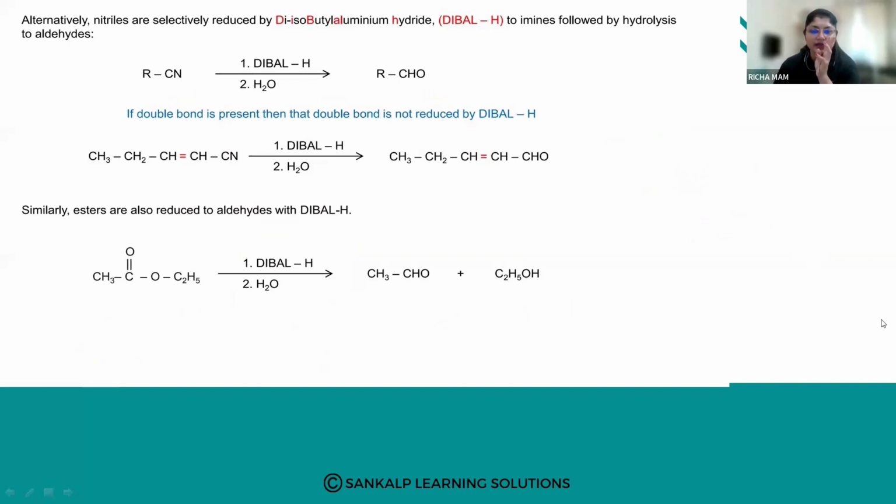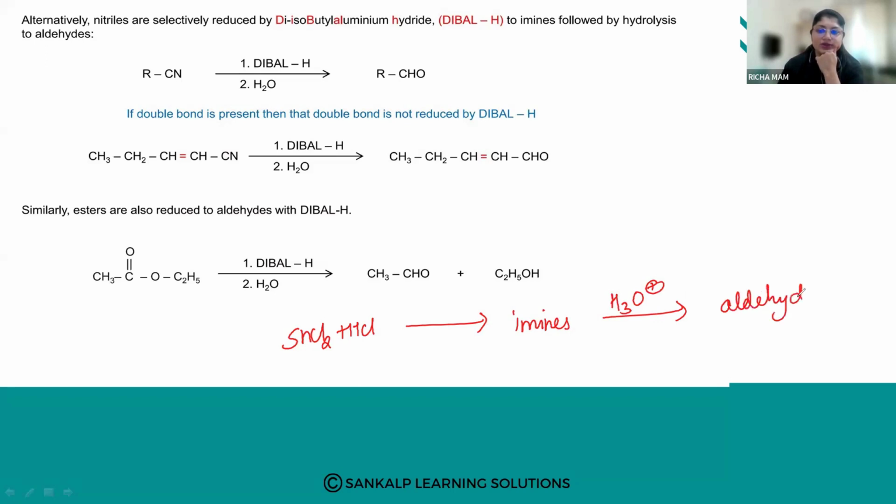Two main name reactions you have to practice today: Rosenmund reduction and Stephen reaction. Please note this down, very important. In the Stephen reaction, we take nitriles and treat them with stannous chloride in the presence of hydrochloric acid. I'm going to get imines. These imines I'm going to hydrolyse to give you aldehydes. So you have to follow these steps.